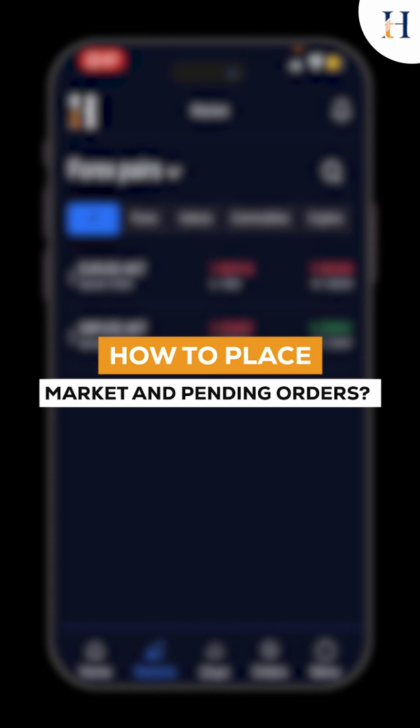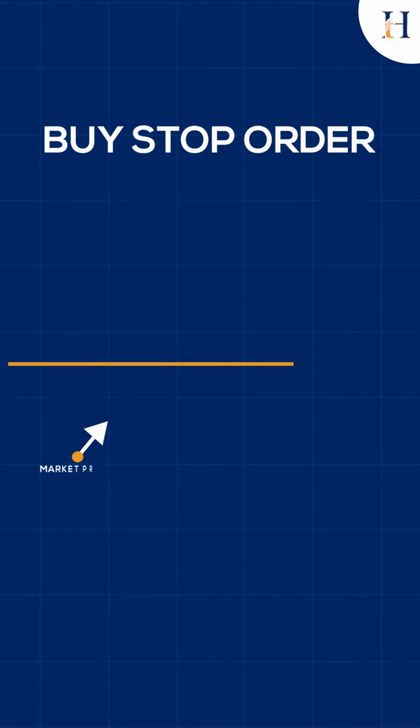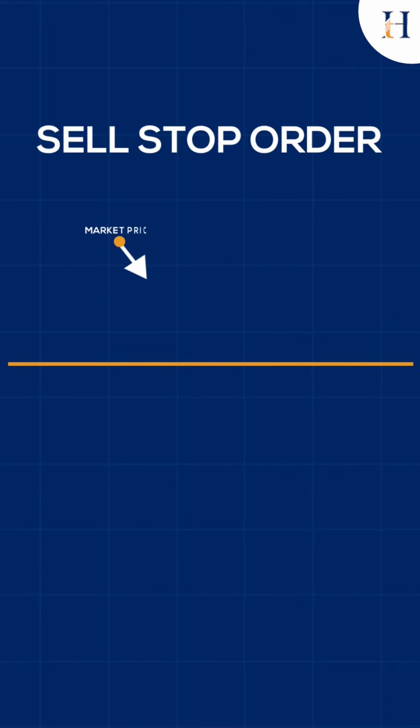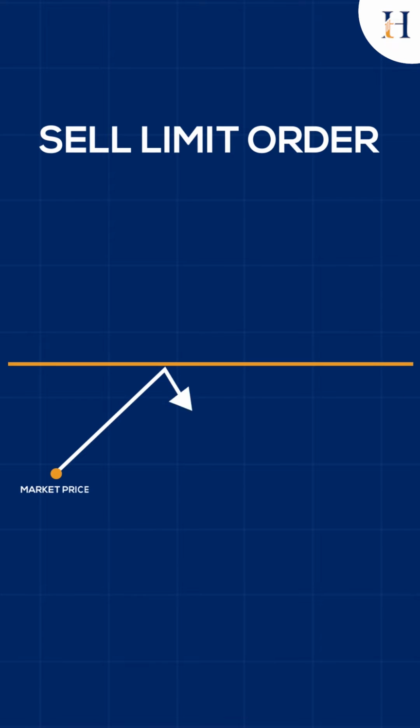So now I'm going to show you how to place market and pending orders. So a market order is when you're placing a trade at the current price level of the instrument you're trading. A buy stop order is an order placed above price and price keeps going up. A buy limit order is an order placed below price and price then goes up. A sell stop order is an order placed below price and price keeps going down. And a sell limit order is an order placed above price and price then goes down.